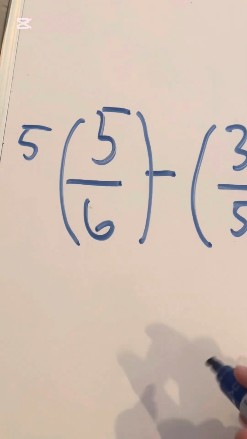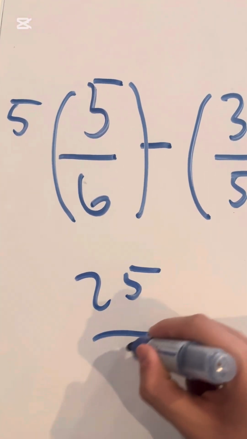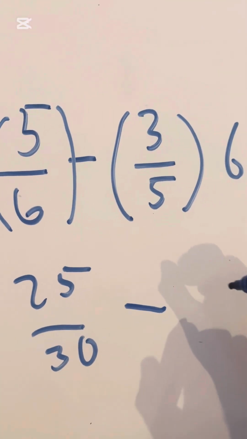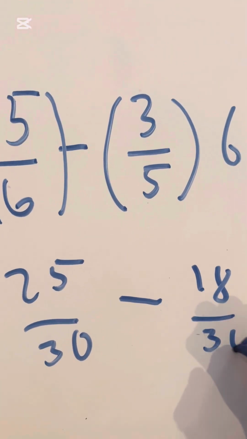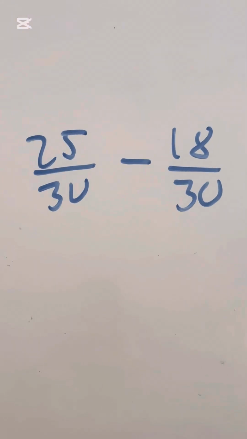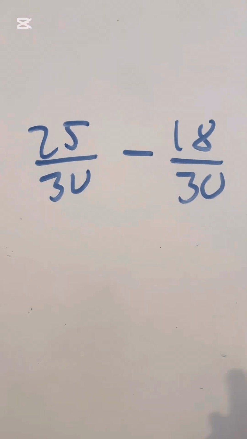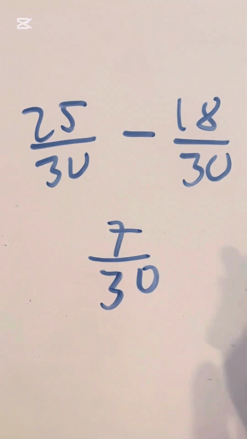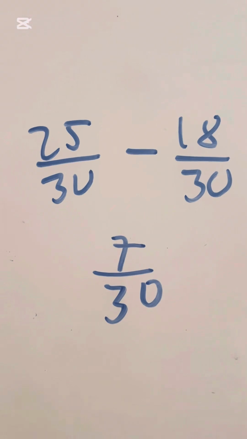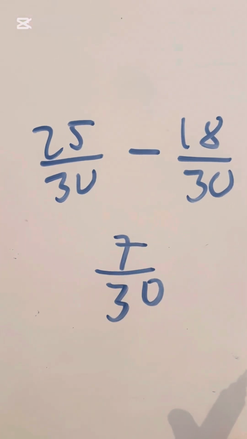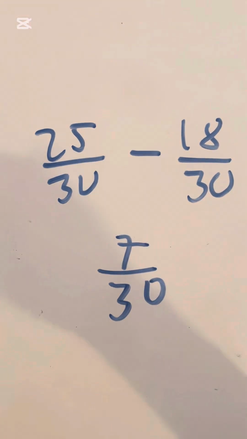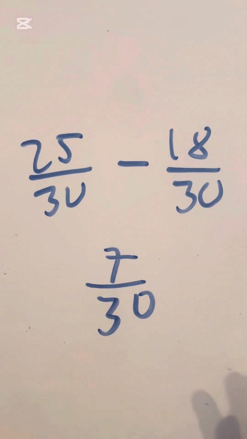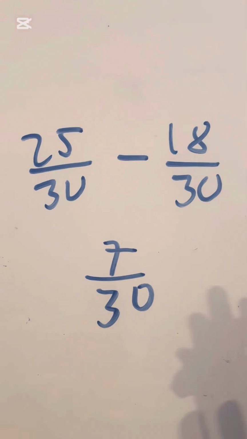This would give us 25 over 30 minus 18 over 30. Using the basic mathematical process, we can easily identify that this would give us 7 over 30. And this, since there's no way to simplify, this would be our final answer. This is a proper fraction since the numerator is smaller than the denominator, and there is no need to simplify anymore, as 7 and 30 share no common factors.